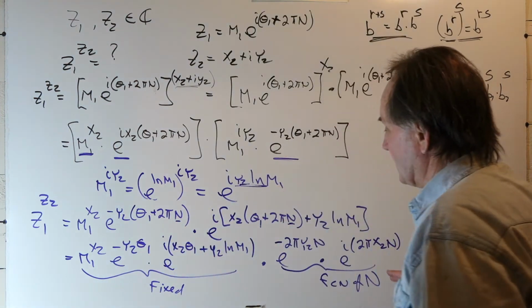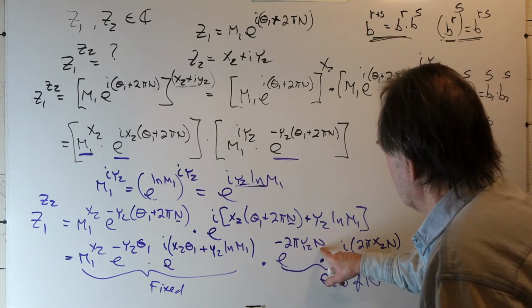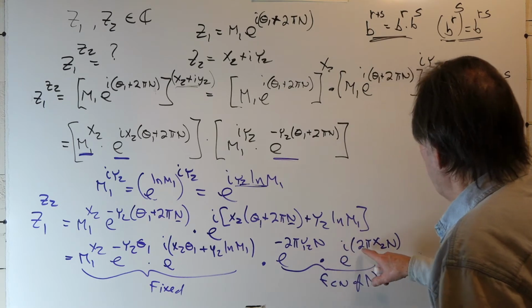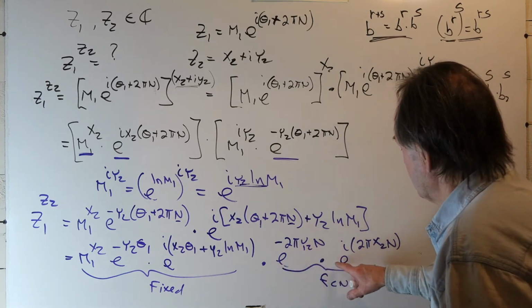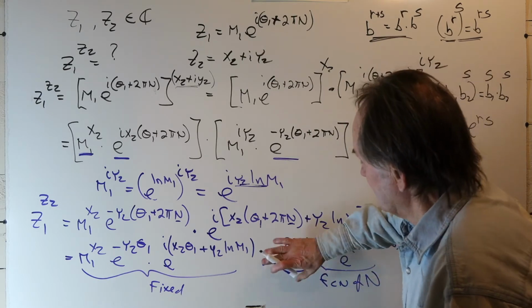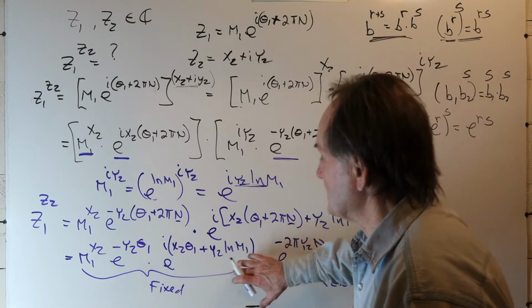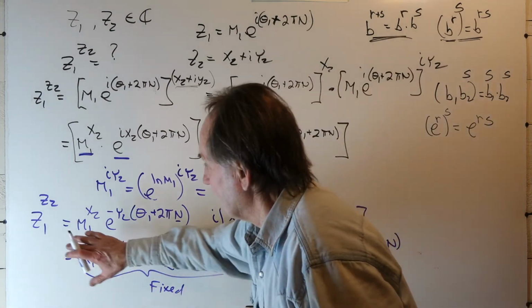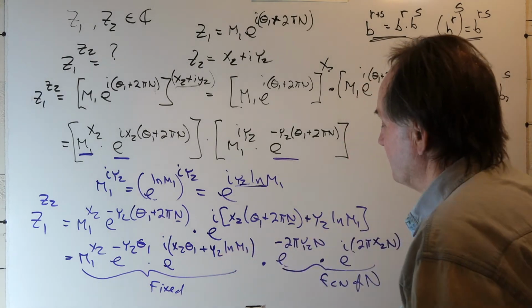When n is 0, we get the principal value. The exponent here becomes 0 when n is 0. The exponent here becomes 0 when n is 0. So e to the 0 times e to the 0 is just 1. So this drops out when you're just looking at principal values. This is the principal value of z raised to the z, or z1 raised to the z2 power.